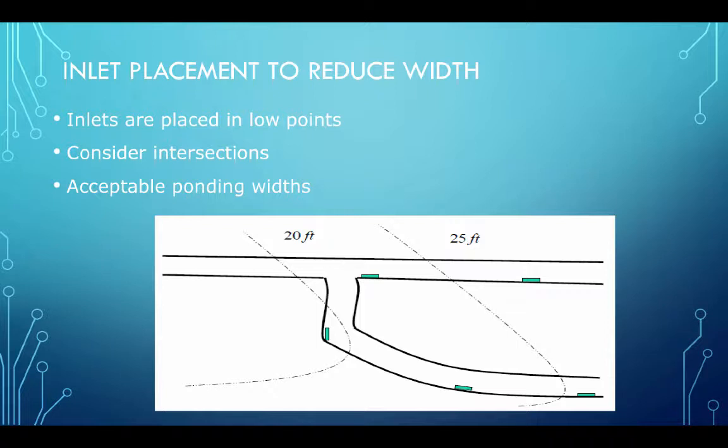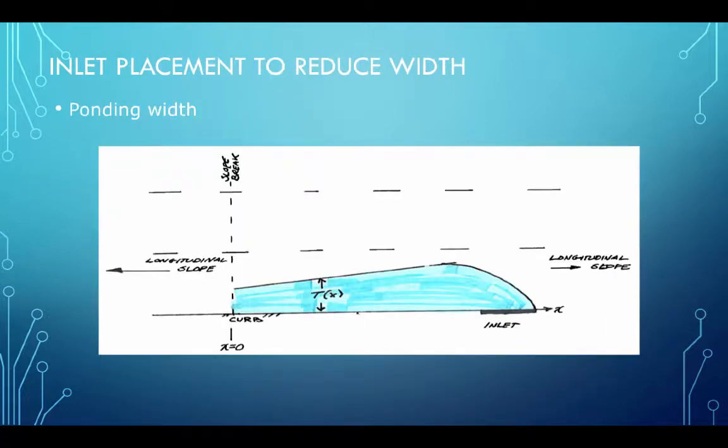Good locations are obviously low points in the system. Intersections are desirable locations for two reasons. One, you want to keep the intersection free of ponding as much as possible to prevent a bad case of a car going bad, and everything to control acceptable ponding width. So here is a diagram of an inlet that's controlling ponding width.